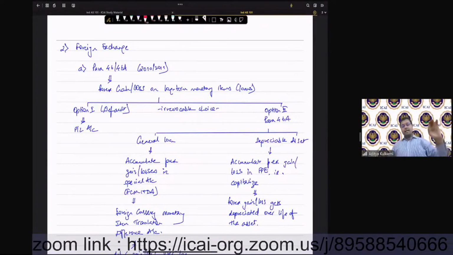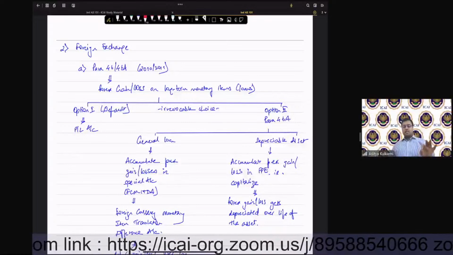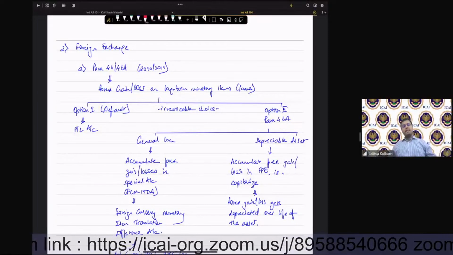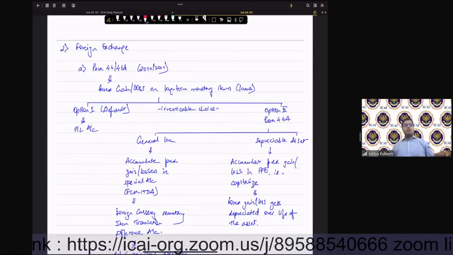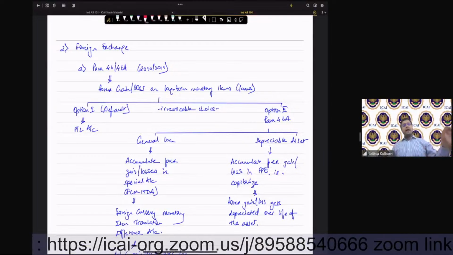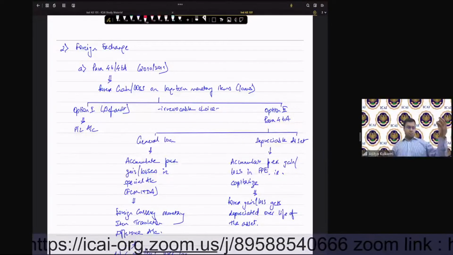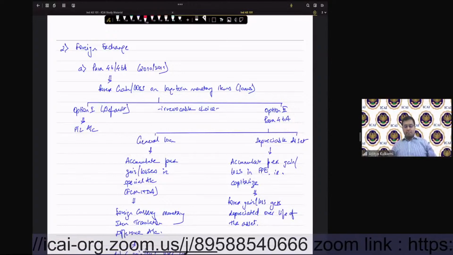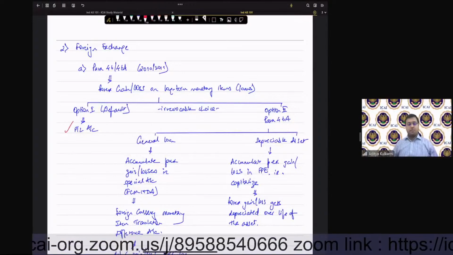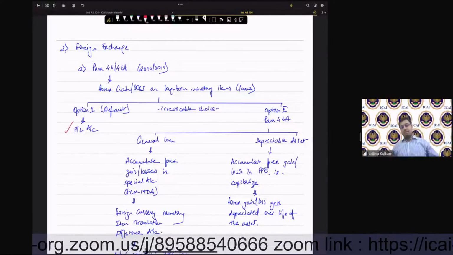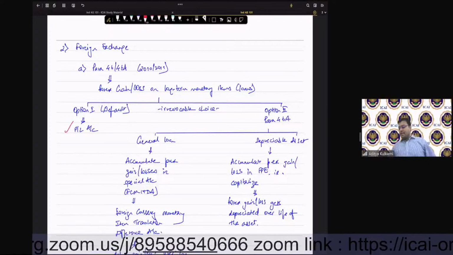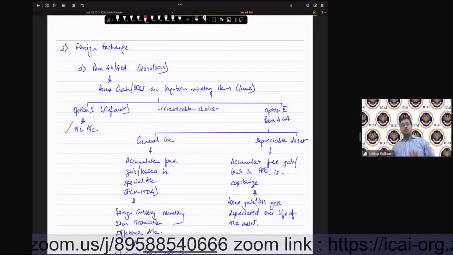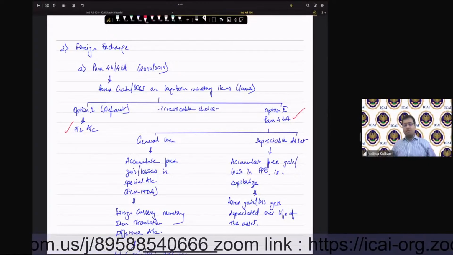Ideally, a foreign currency loan is a monetary item. Monetary items have to be restated at the closing rate. The impact of translation or the impact of restatement would ultimately go and hit the P&L. So this was the first option that was given. Companies could do this. Alternatively, there were two other options which were given under para 46A.